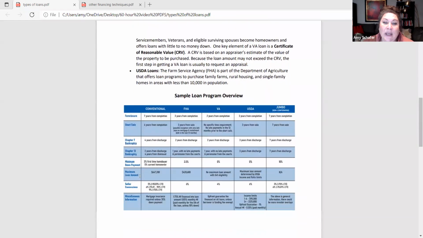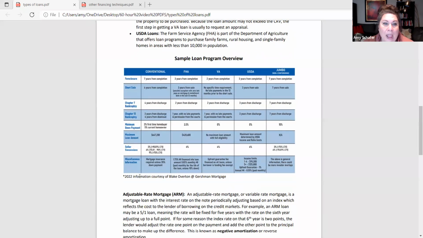Okay, now here's a sample overview that I found a lender provided at Gershman Mortgage that I thought was very helpful. You maybe don't need to know a lot of these things for the exam, but it does show a minimum down payment, maximum loan amount, what seller concessions would be allowed. So this might be a quick screenshot for you to maybe have for your career. I thought it had some good content. Again, not necessarily for the exam, but for your career.